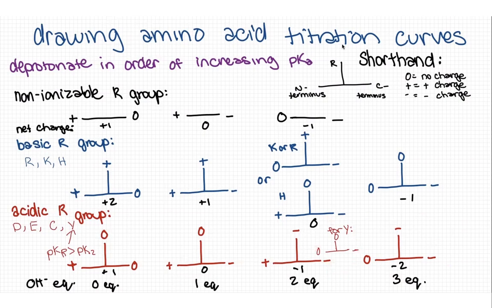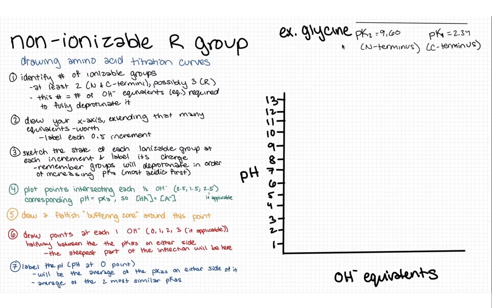But you typically don't see titration curves for tyrosine drawn much. You should just know that it's going to deprotonate last in that case. And so if you were to draw a titration curve for it, you would need to take that into account. So going back to our strategy, let's show how we can draw a titration curve for glycine.